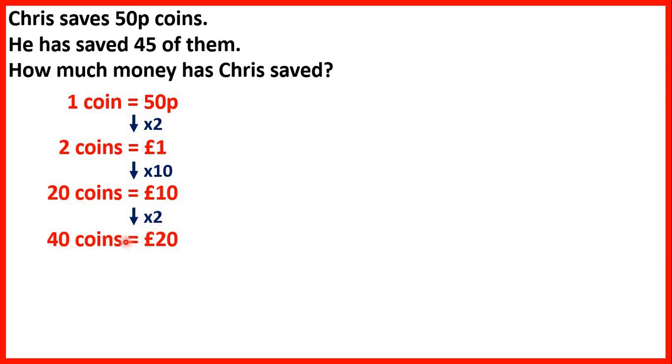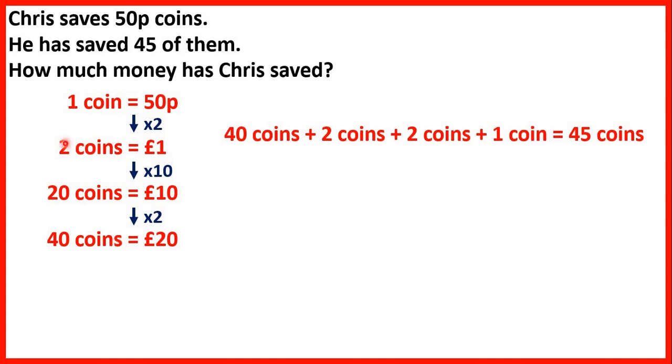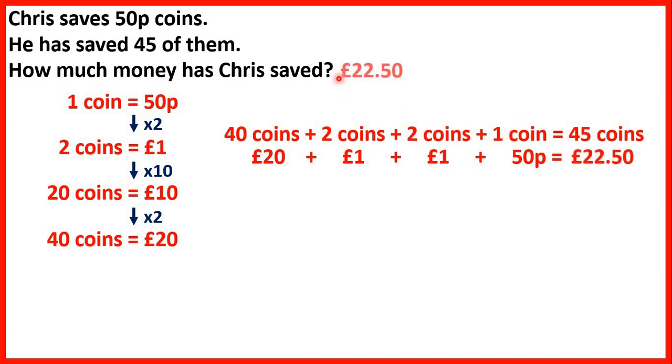And then if we work out 40 coins plus 2 coins plus another 2 coins plus another coin will make 45 coins altogether. So 40 coins is £20. Then if we add another pound, 42 coins would be £21, 44 coins would be £22, and that means 45 coins total £22.50. So that's how much money Chris has saved.